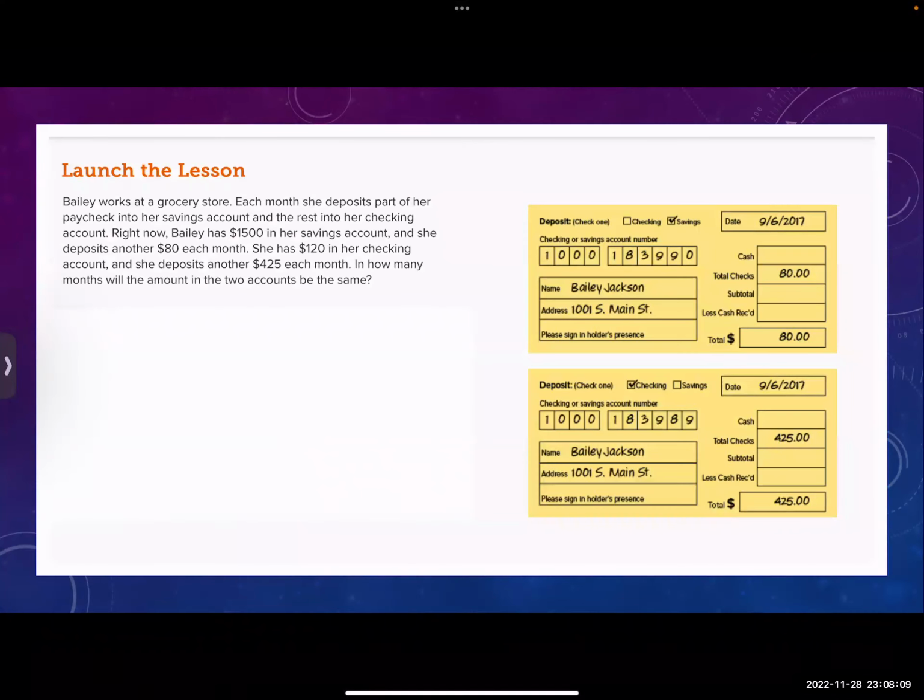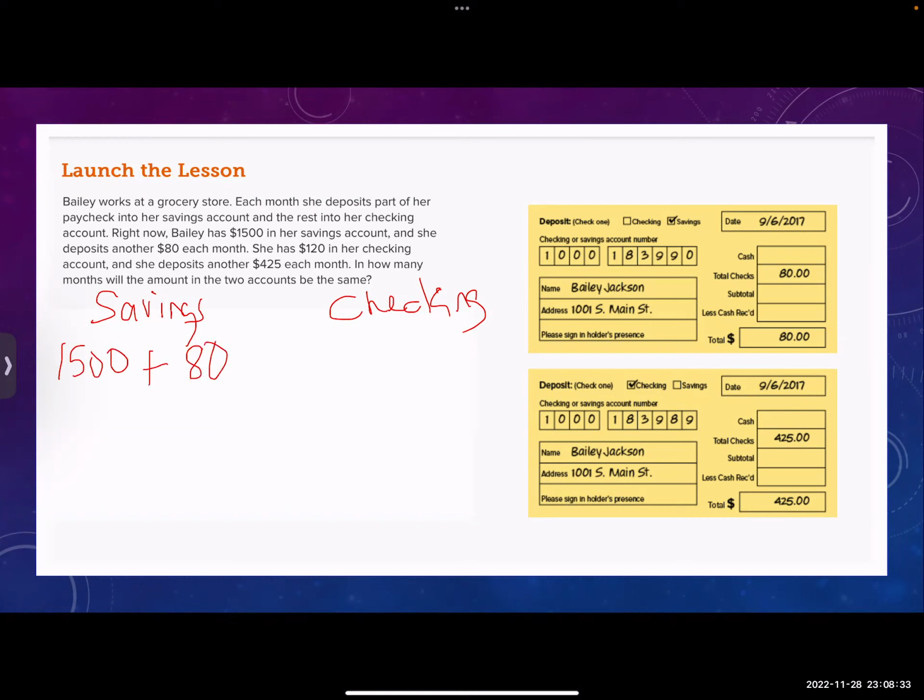So let's go back to a real life problem and use what we just learned to see if we can solve it. Let's remember, Bailey has a savings account and she has a checking account. In her savings account, she starts off with $1,500. Plus, she puts in $80 per month. But we don't know how many months that's going to be, so I'm just going to use an x. In her checking account, she has $120. Plus, she puts in $425 every month. Again, I don't know how many months, so that's why I'm going to put the x.